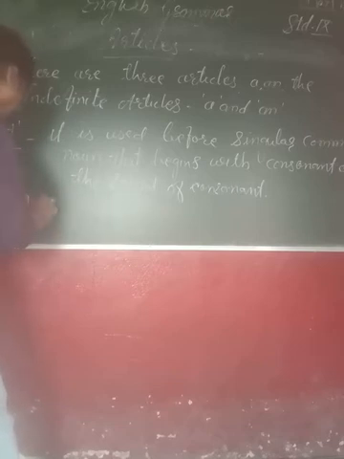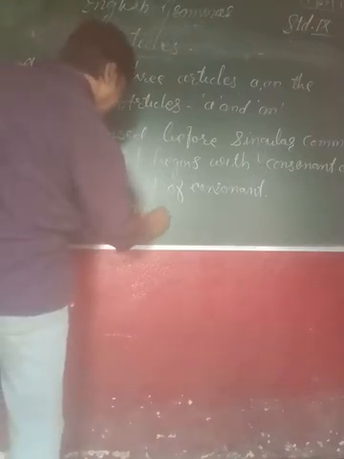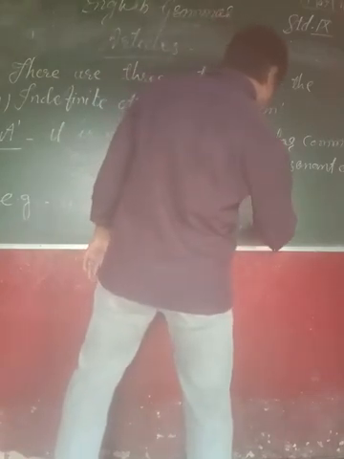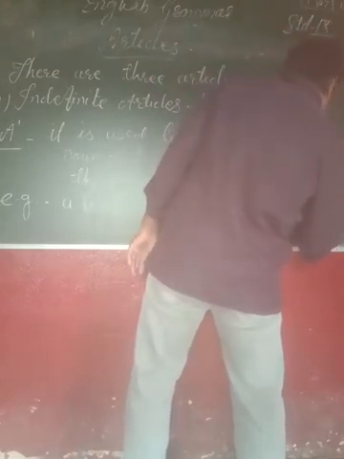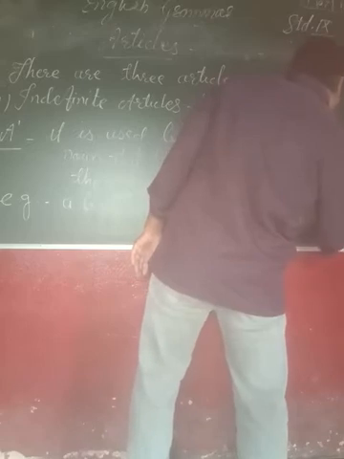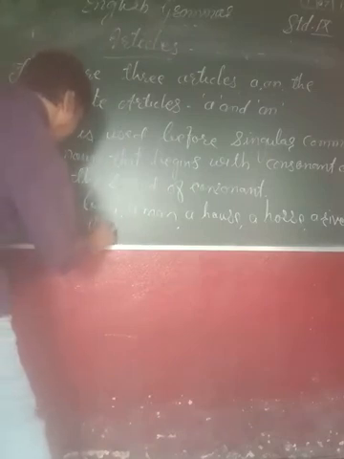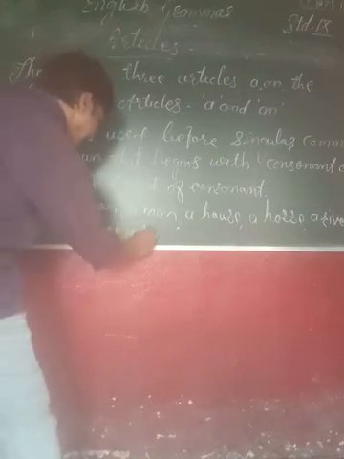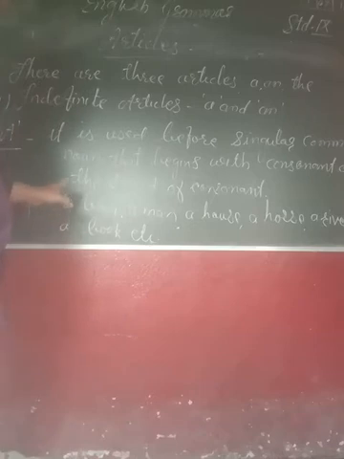For example, a boy, a man, a house, a horse, a river, a book, etc. From these examples we now have an idea about the use of a. This is how a is used before a singular common noun. These are all common nouns.